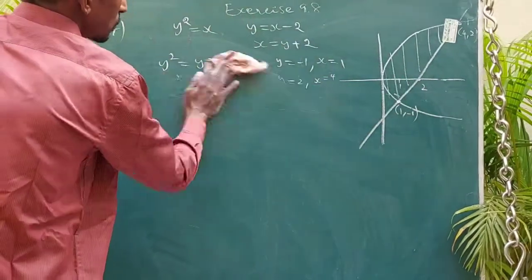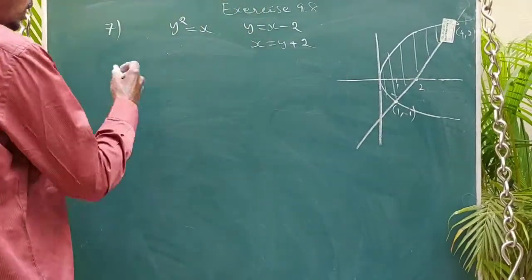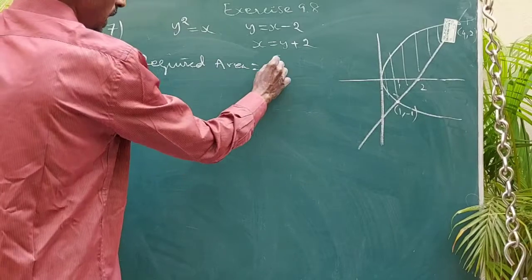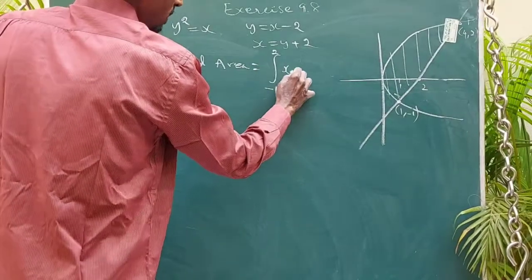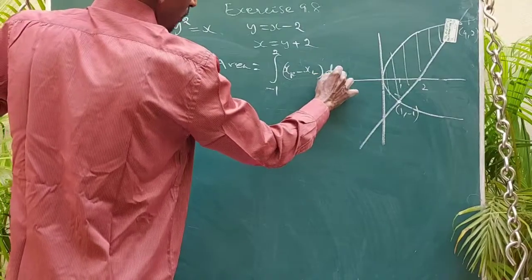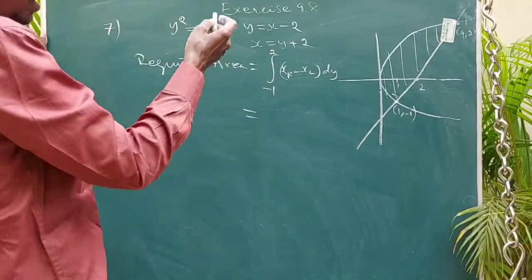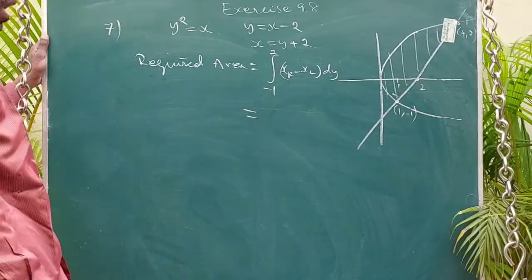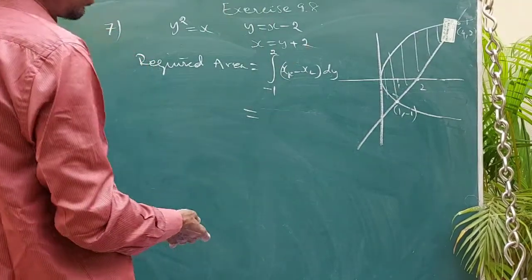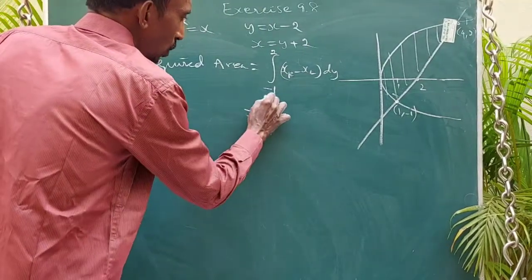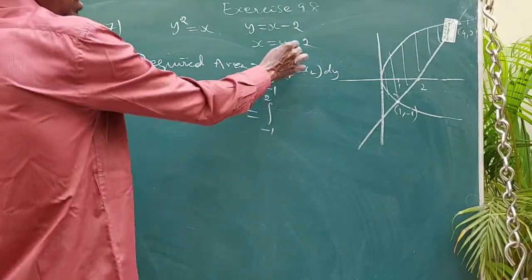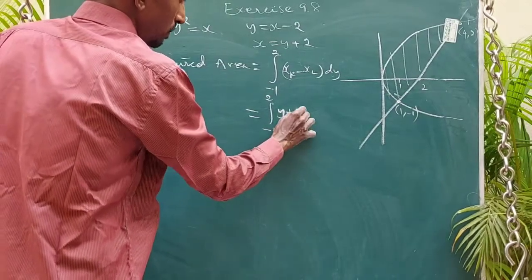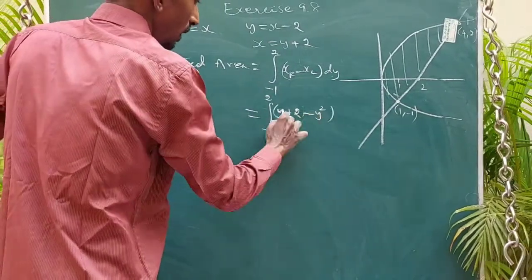Okay. So listen, my dear student, the required area is equal to integral minus 1 to 2 of xr minus xl, so right minus left, into dy. If with respect to x, it means yu minus yl, above minus below. Remember like that. Okay. So minus 1 to 2. So what is right side? Straight line y plus 2, okay, y plus 2 minus y square into dy.